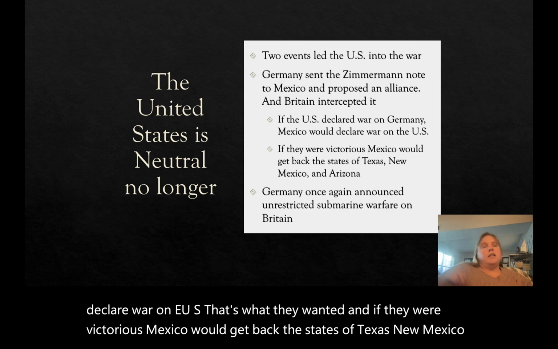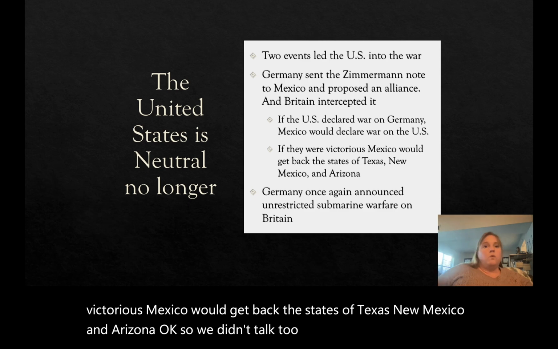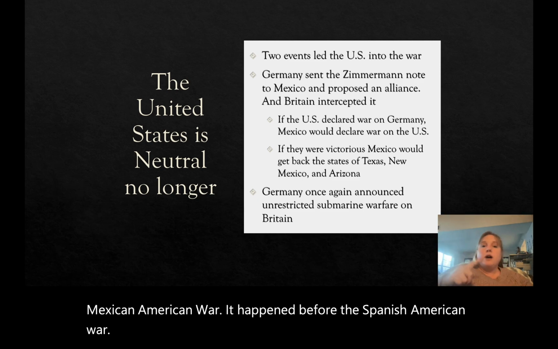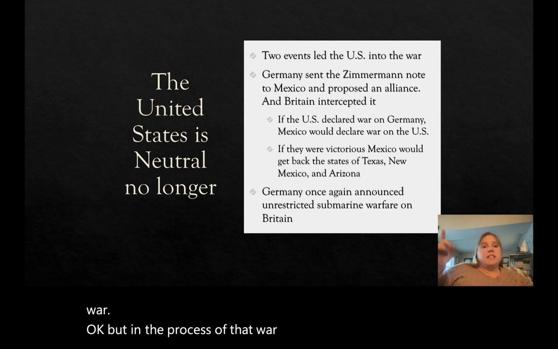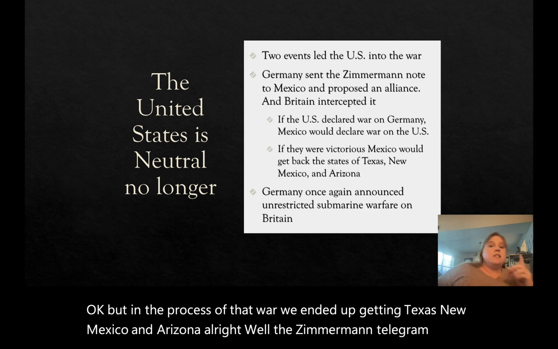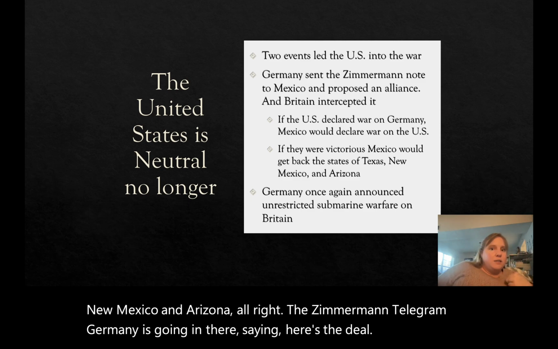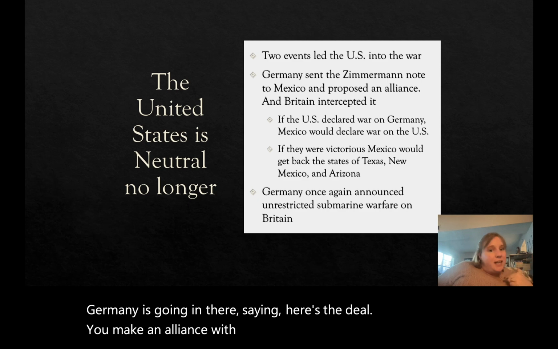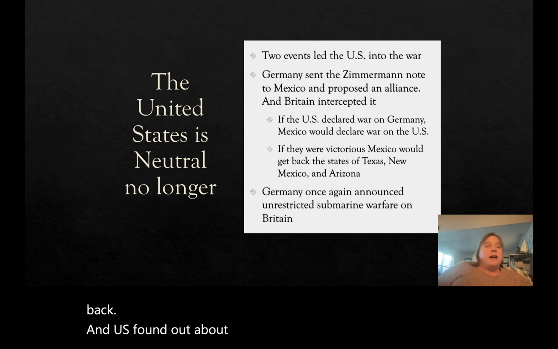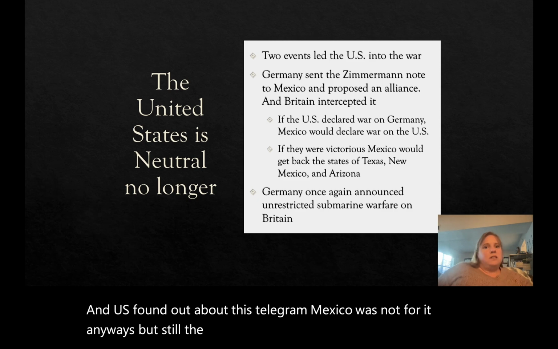Arizona. Okay, so we didn't talk too much about the Mexican-American War. It happened before the Spanish-American War. Okay, but in the process of that war, we ended up getting Texas, New Mexico, and Arizona. All right, well, the Zimmermann telegram, Germany's going in there saying, well, here's the deal. You make an alliance with us, and we win, we'll get you your land back. And the U.S. found out about this telegram. Mexico was not for it anyways, but still the U.S. is like, wait a minute, you are definitely making a declaration of war on us.